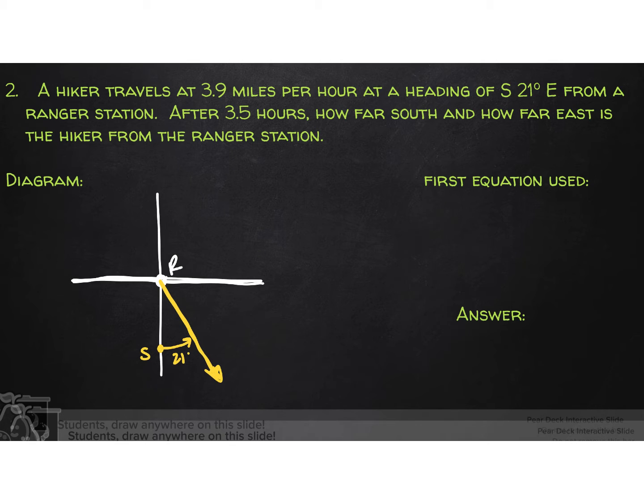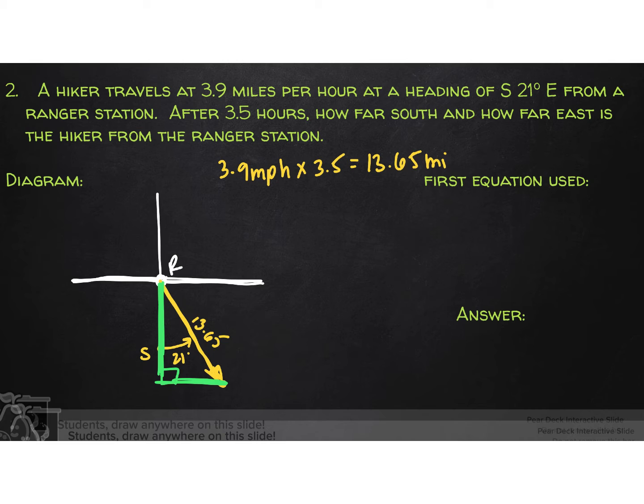So what we need to figure out is how far he actually is after 3.5 hours. Okay, so to do that, we know he's going 3.9 miles per hour for 3.5 hours. So that gets me 3.9 times 3.5 is 13.65 miles. So that's the length of this vector. Okay. And it's asking me how far south is he, or they. So down here. And then how far east are they?